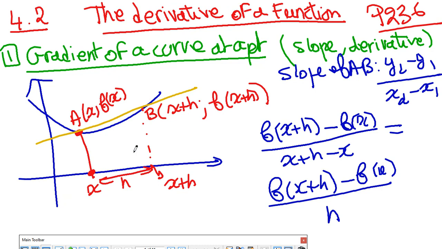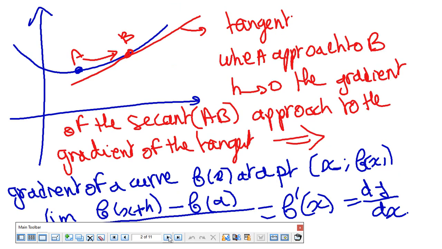And the slope, we know that from grade 9, it's y2 minus y1 over x2 minus x1. So it's f of x plus h minus f of x over x plus h minus x. So it's going to be this expression. Okay, till here there is nothing really hard.